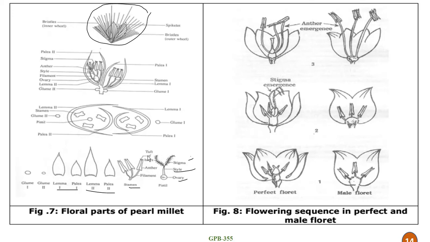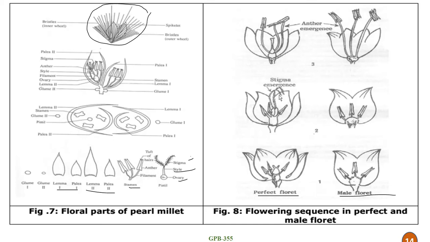At the same time, in the pearl millet, two types of florets are present. Some of them are perfect, and some of them are staminate or male florets. In the perfect floret, the gynoecium and androecium are present together, and the gynoecium, that is the female part, matures first, as we can see here, and only after that the anthers emerge out.